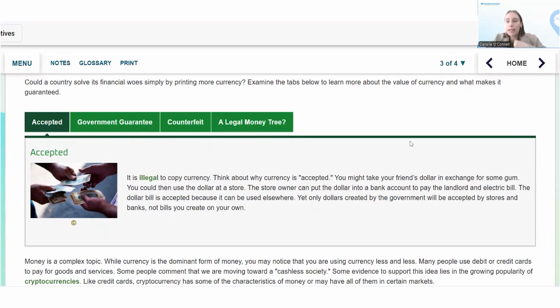But if I print my illegal currency and I go to my friend and I say, here's my $1 in exchange for some gum, and they want to go to the store and buy something else, the government is going to say, nope, you can't use that illegal money. So you have to use money or currency that is accepted by the government, created by the government. You cannot create your own bills.